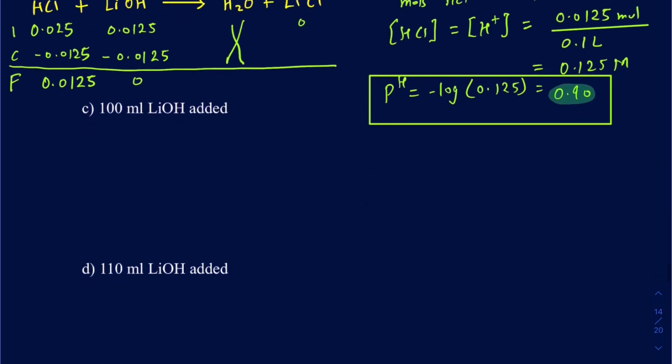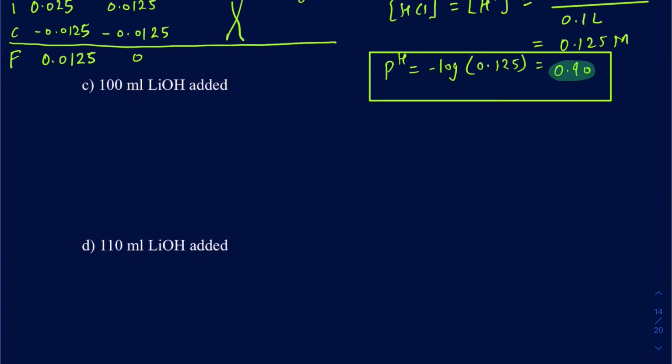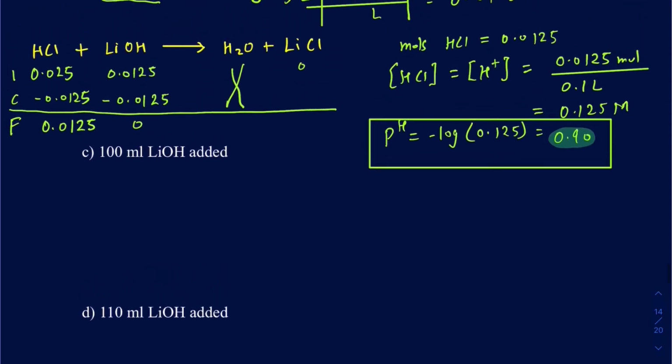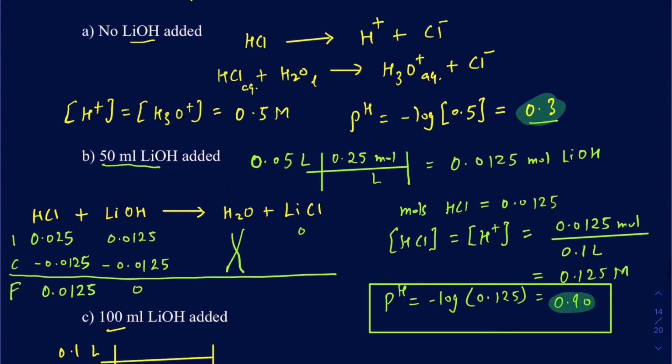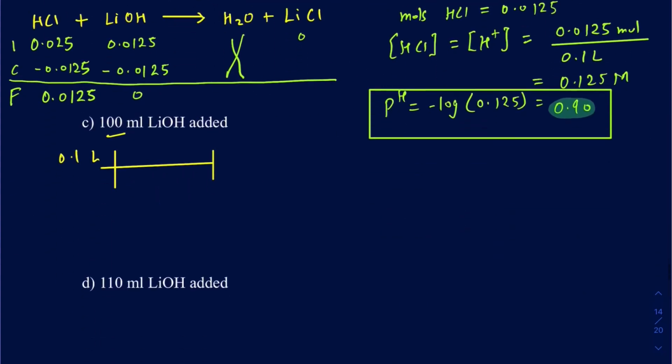The next part is you adding 100 milliliters of LiOH. So before I do anything, I want to go ahead and figure out how many moles that's going to be. So 0.1 liters of LiOH, and I know we have been dealing with 0.25 molar. So 0.25 moles over liters, so it's going to be 0.025 moles of LiOH.